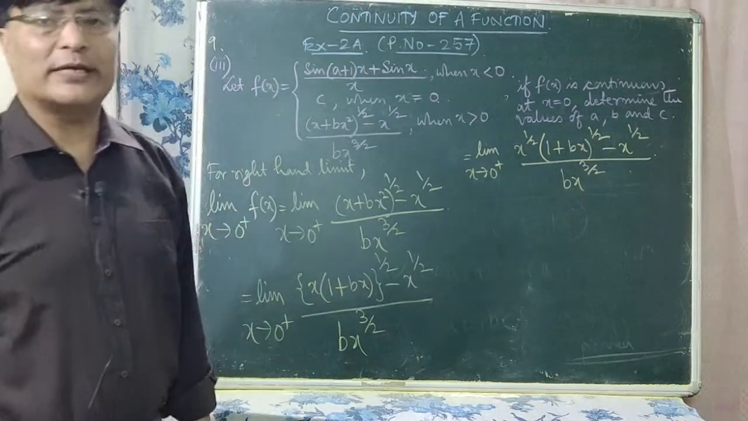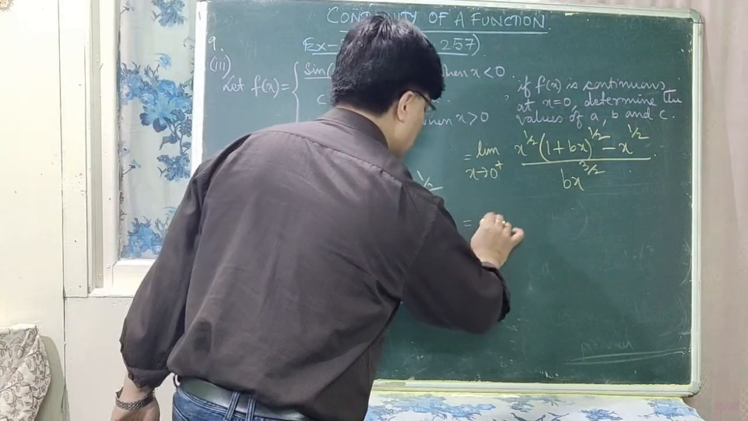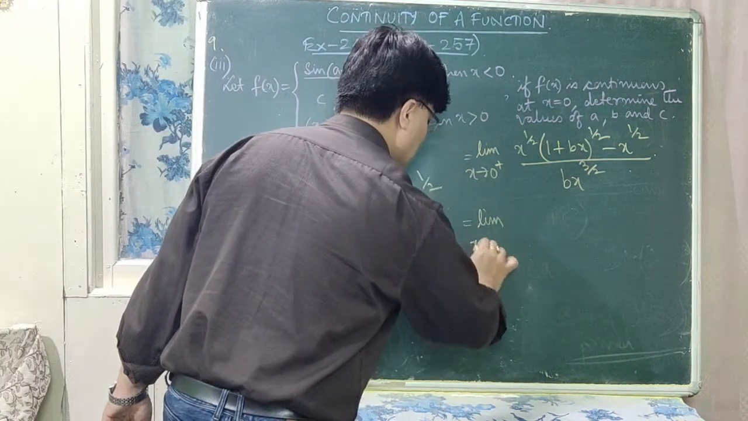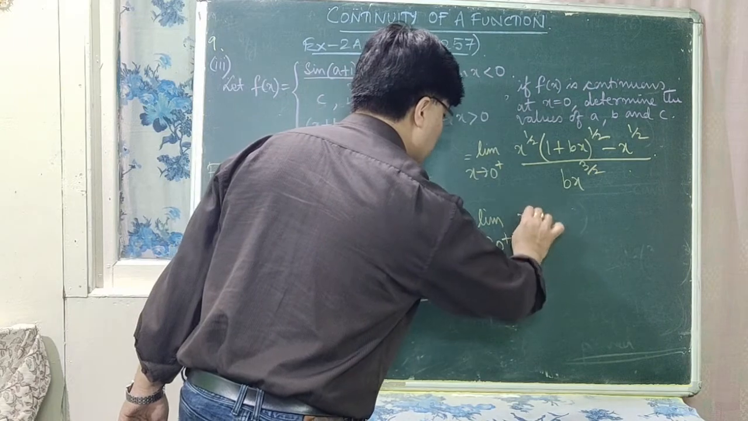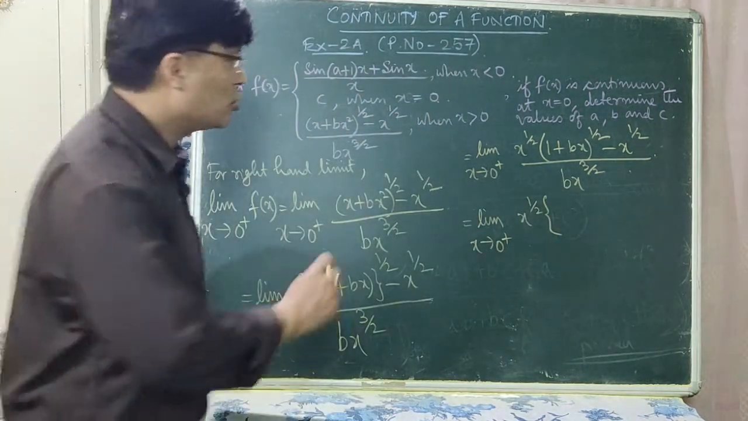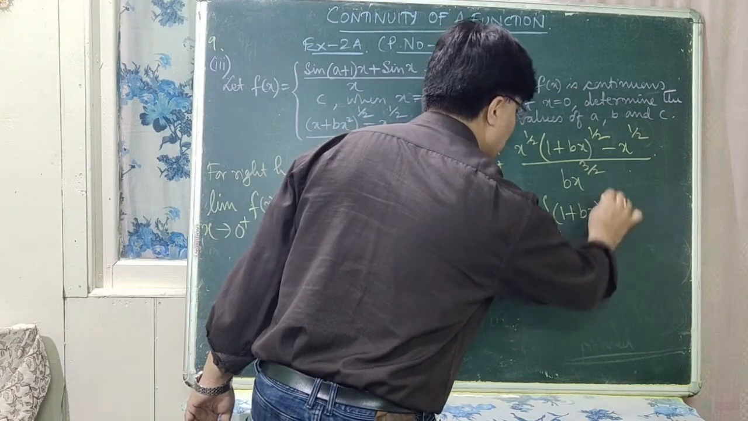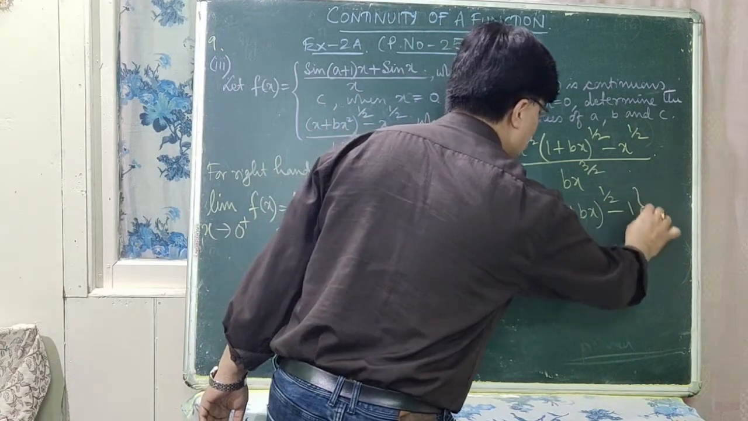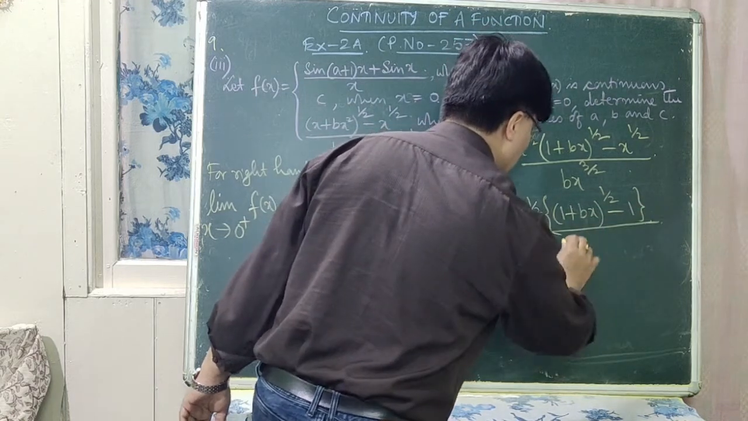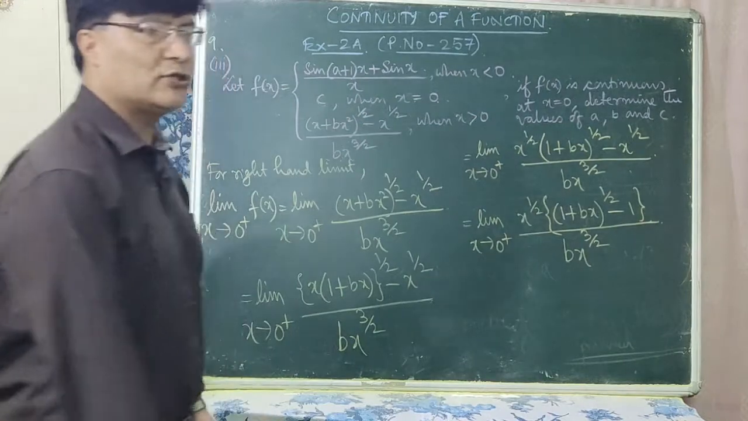Now in the numerator, what is common out there? It is x to the power half, right? So it is equal to limit x tends to 0 plus. What is common in the numerator? x to the power half is common. So within the second bracket what do we have? (1 plus bx) whole to the power half minus 1. This whole divided by bx to the power 3 by 2.